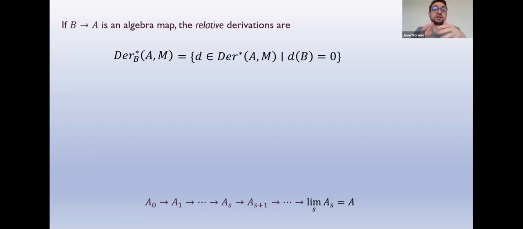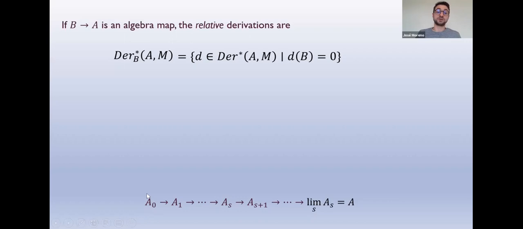But now we have relative derivations. So relative derivations are just, if you have an algebra map from B to A, you can think that you have an inclusion, although it need not be. Then the derivations from A to M that vanish on the image of that map, which is what's written here, is the relative complex of derivations. Remember that we want to give a cellular decomposition of our algebra, and we want to consider derivations on one algebra that vanish on a certain subalgebra.